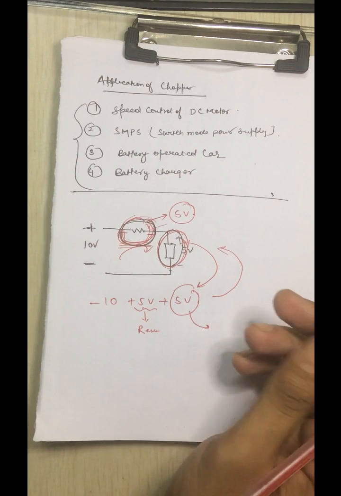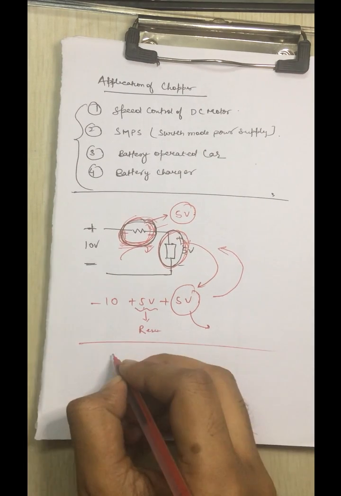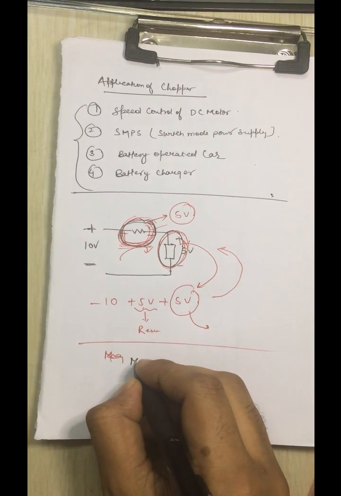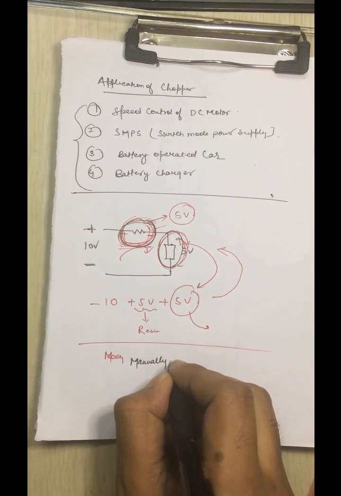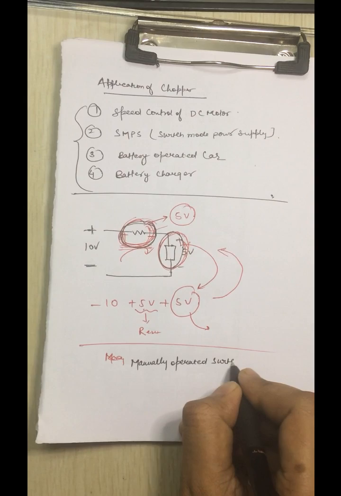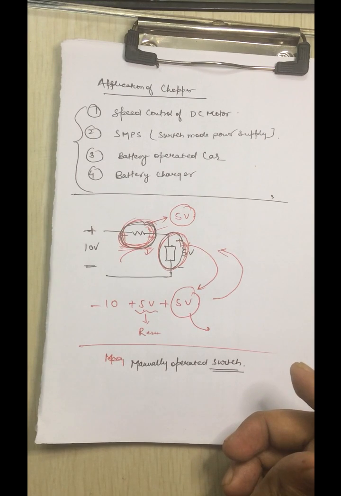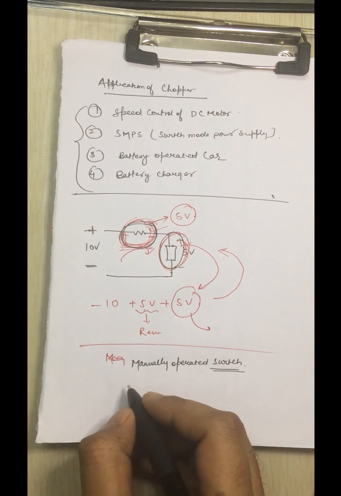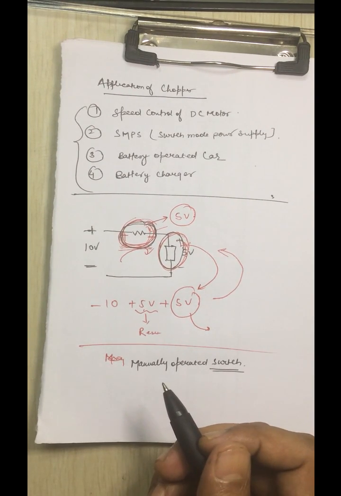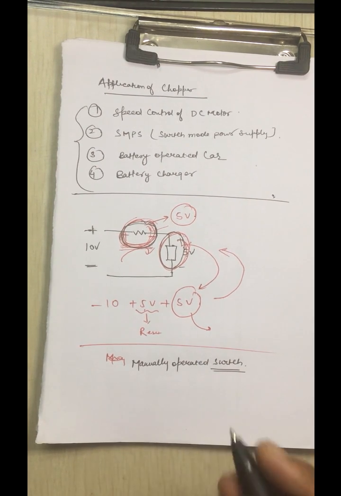There is a difference between a manually operated switch and the power electronic switch. The manually operated switch is whatever switch we are using at our home to turn on the fan or light system. But when I am talking about the power electronic switch, then it has a higher switching frequency.